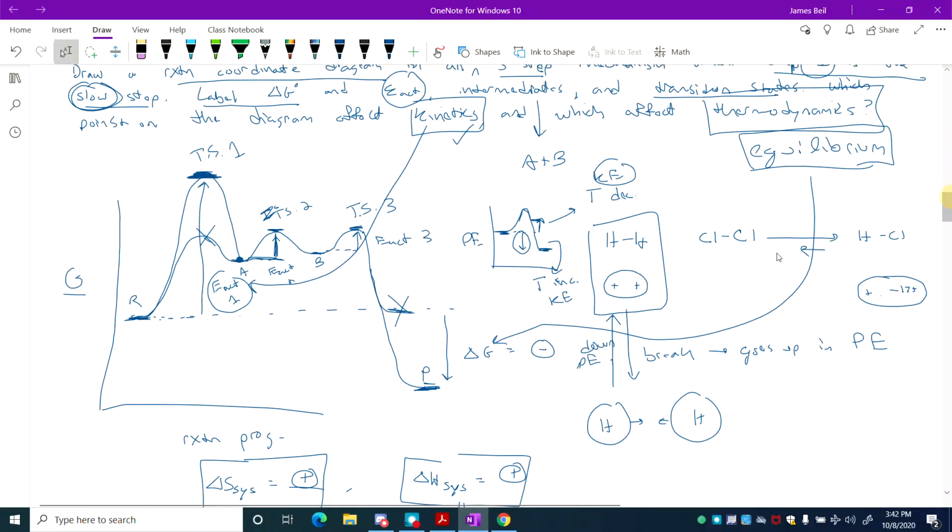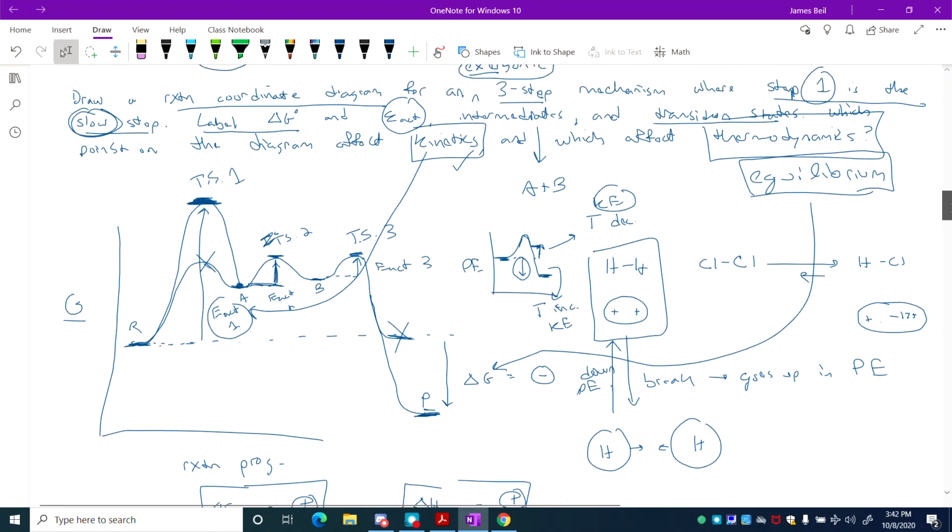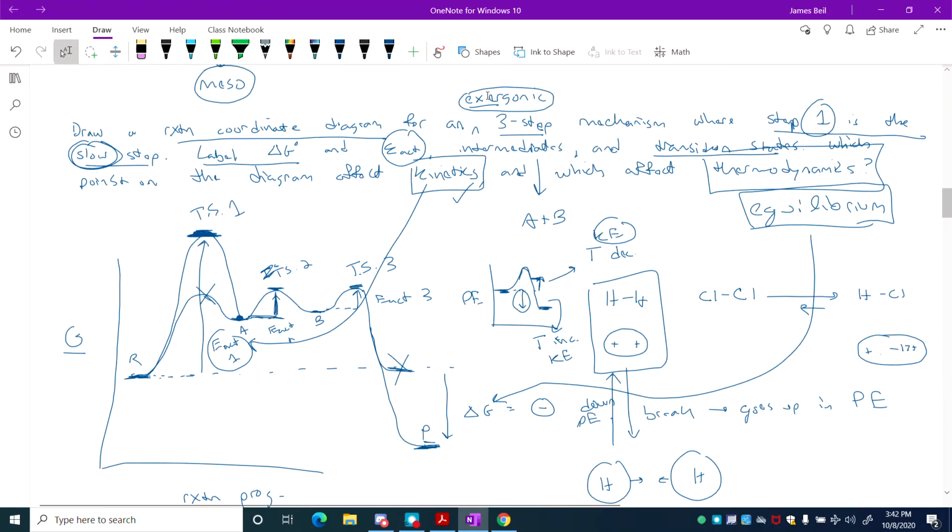This one here, right? If I give you some information, if I tell you whether it's endergonic or exergonic, how many steps there are, which step is the slow step, then I would expect you to draw a reaction coordinate diagram, making sure the slow step has the higher energy transition state, making sure that the products are lower in free energy than the reactants if it's exergonic, or higher in free energy than the reactants if it's endergonic, labeling the transition states and the intermediates. So that was a good example to illustrate that bullet point.